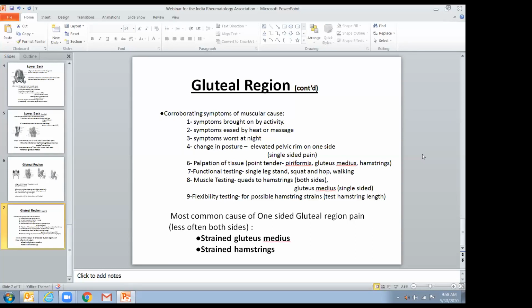But the only way to identify it is through a proper evaluation, which has to be physical in nature, trying to evaluate the symptoms that are representing that tissue in distress. So hopefully that answers your question about posture. Posture follows muscular causes. Muscular causes do not follow posture.